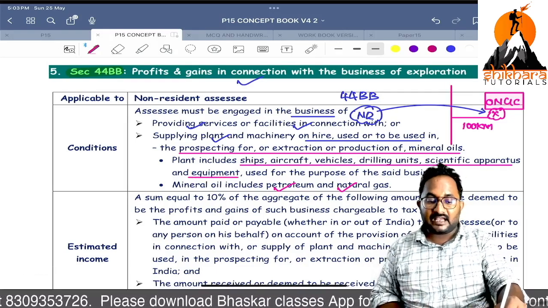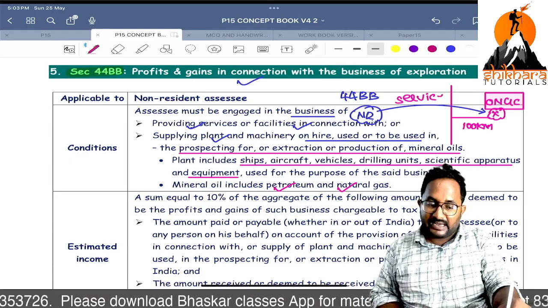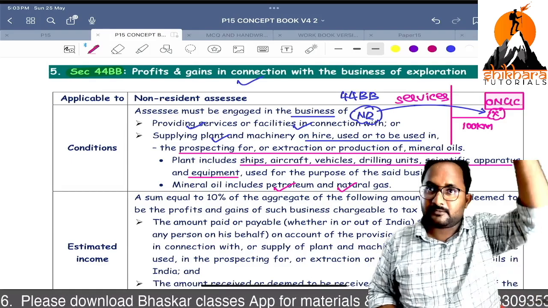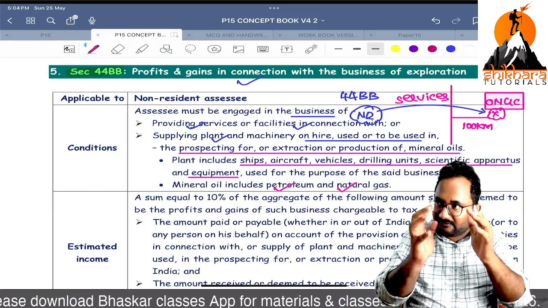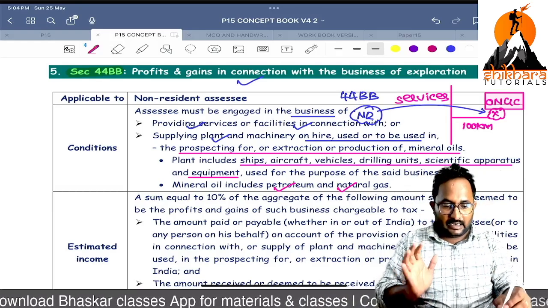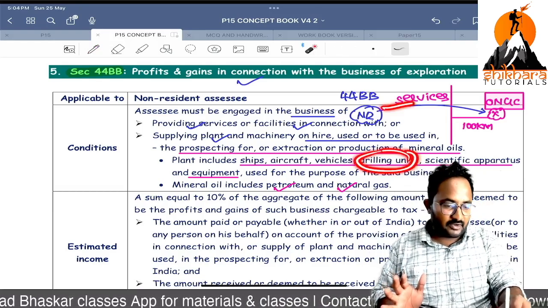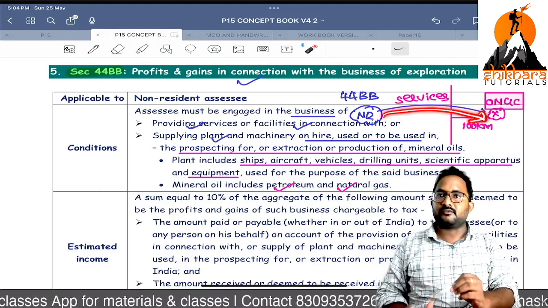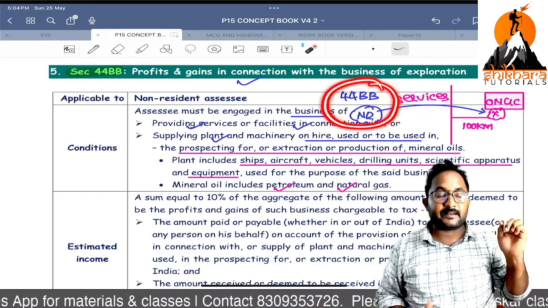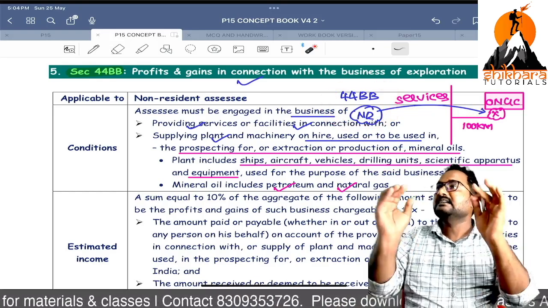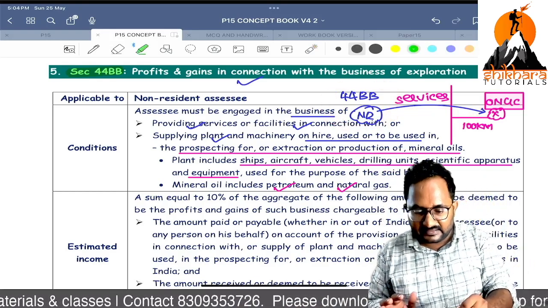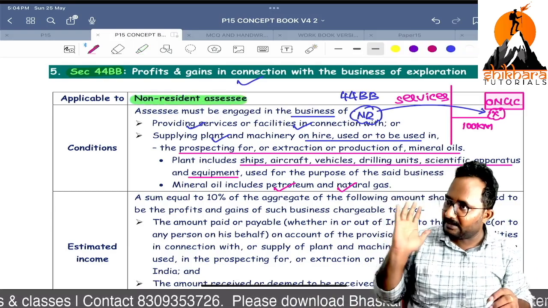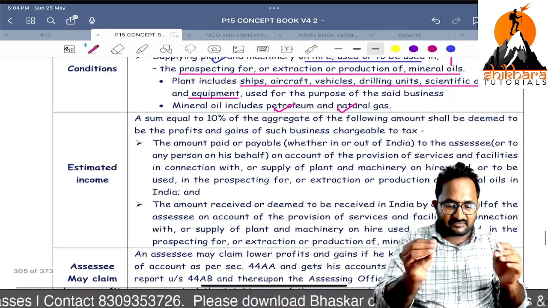So without these services, can you tell me, can ONGC do the services of exploration? No. If they give the support, whenever drilling units are required, they will provide the drilling units. Whenever an aircraft is required, they will provide the aircraft. So now, who can follow this presumptive taxation provision under 44BB? Such a non-resident. Non-resident assessee means nothing but individual or company or whoever it may be. Simple, ma, it is very easy.